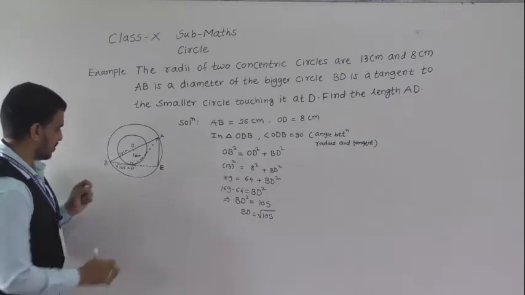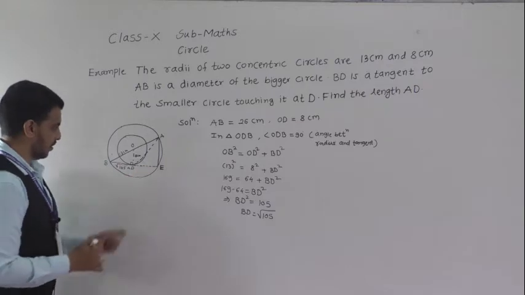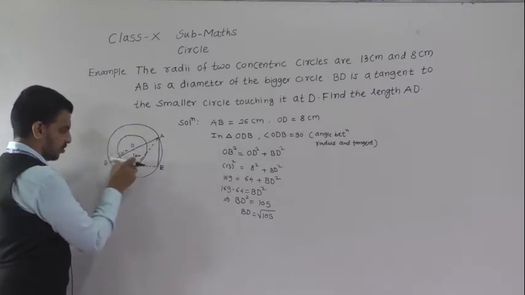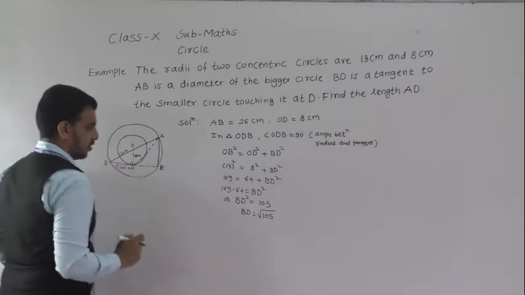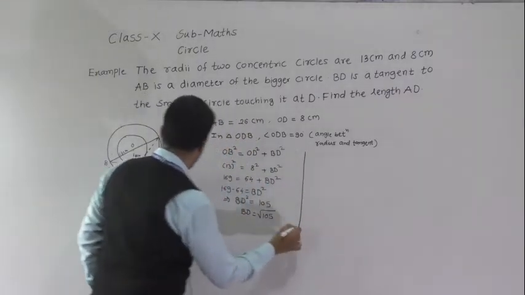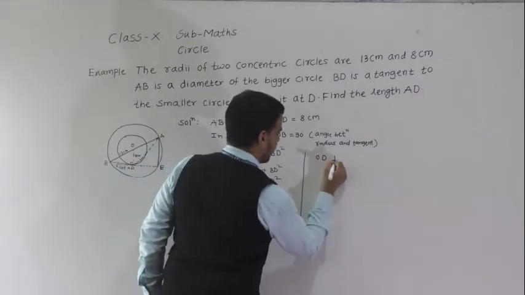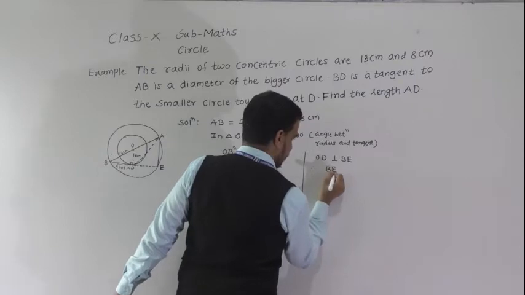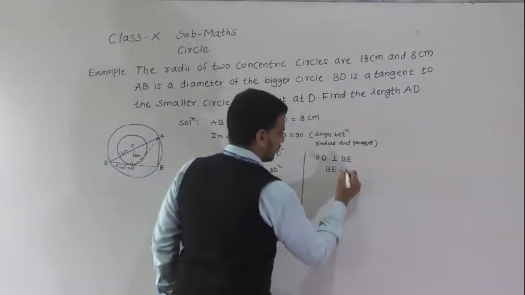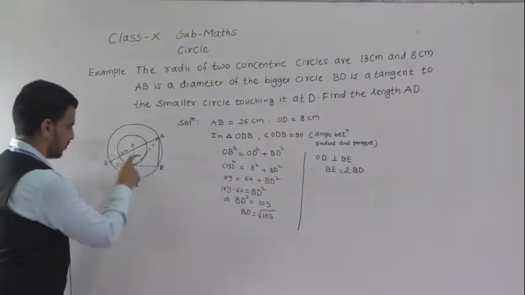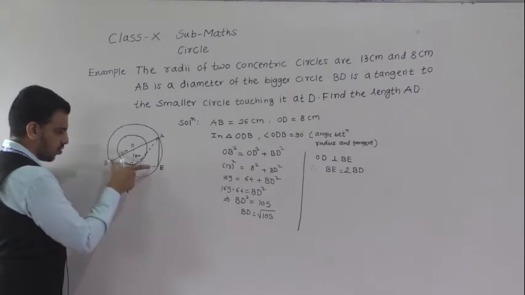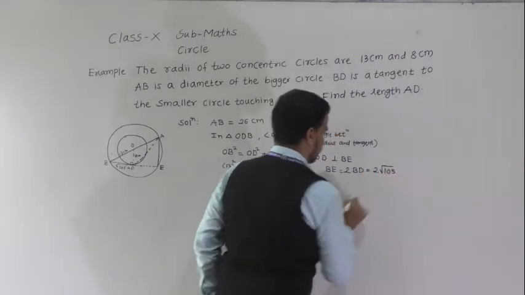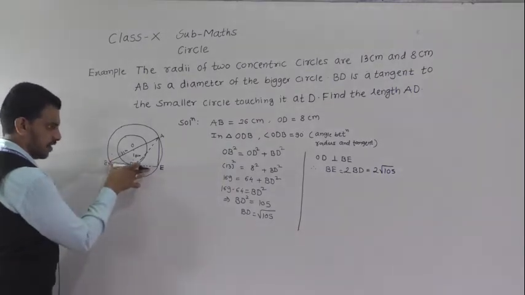Now here again, this BE is a chord of bigger circle and OD is perpendicular to the chord of bigger circle. So if perpendicular is there to the chord, so that perpendicular bisects the chord, okay? So here first we have to write this OD perpendicular to chord BE, therefore BE, that is a chord BE, we can write 2 times BD, okay? Because this OD perpendicular bisects the chord means BD and DE are equal, so this chord BE we can write 2 times BD, okay? So length of BE, that is 2 into root 105, okay? Now total BE is 2 root 105, okay?